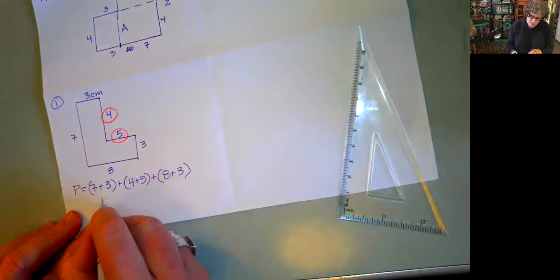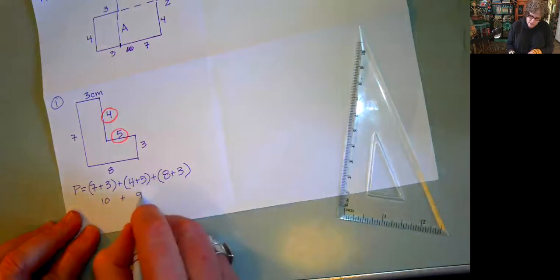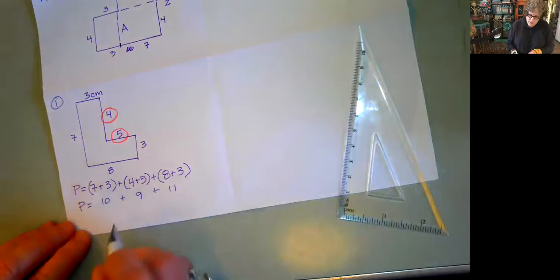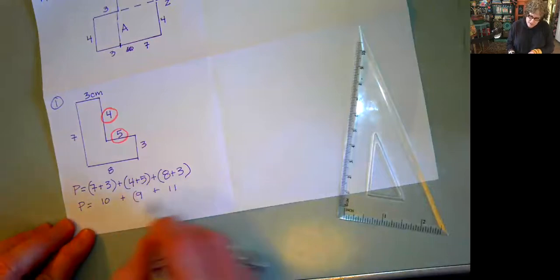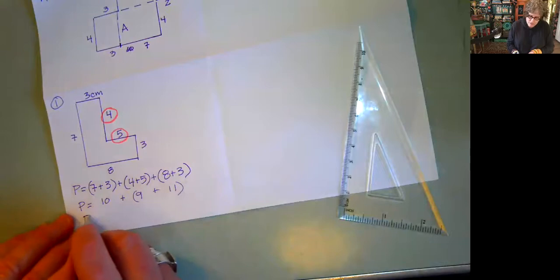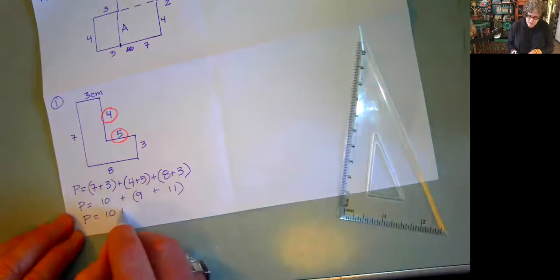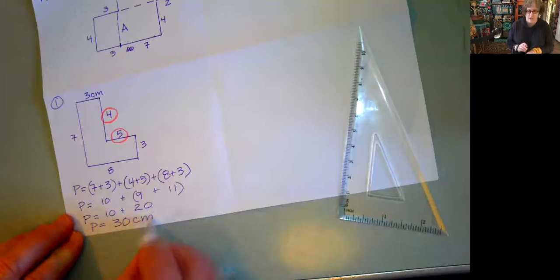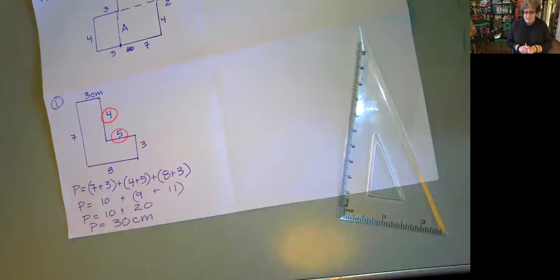So this is 10 plus 9 plus 11. Now I can chunk 9 and 11, and I know that 9 plus 11 is 20. So perimeter equals 10 plus 20. Perimeter equals 30 centimeters. Okay, so that was pretty easy.